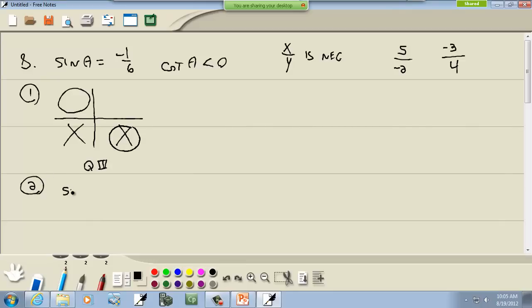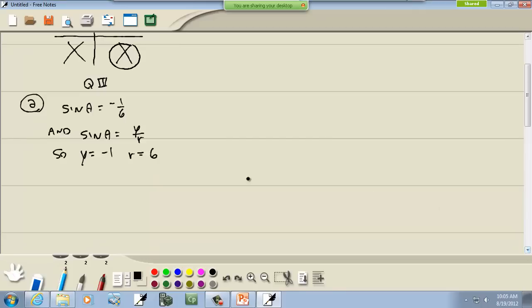Now, sine theta is equal to negative 1 over 6. And from our formulas, sine is equal to y over r. So y is equal to negative 1, and r is equal to 6. Now, you know with a fraction, a negative can go on top or on the bottom, but we know r always has to be positive, so the negative is always going to go on top if you have an r involved. Let me see, x squared plus y squared is equal to r squared.